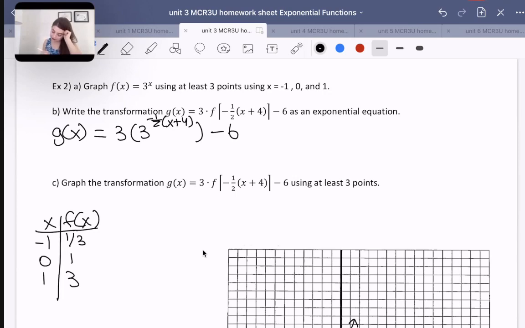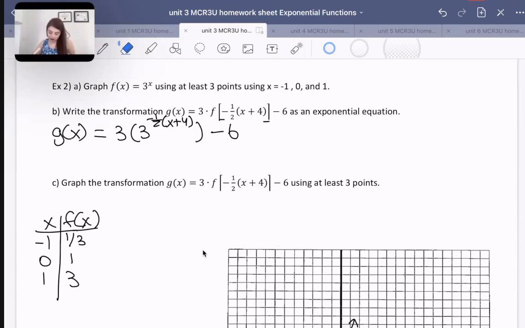All I did is I made sure that everything in these brackets of f of whatever it was were inside there, and that everything else was outside our exponents. So you might notice negative 6 and 3, they're outside the exponents. That's on purpose because they are outside of the function in that transformation. Good.